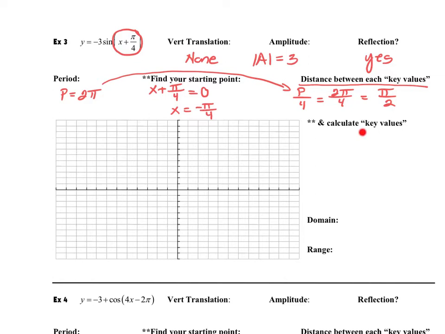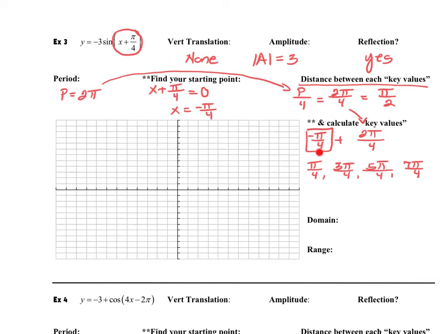Now, we need to calculate those remaining key values. So we're going to start here at this negative pi over 4 that we already calculated. That'll be our first one. We're going to add to this the 2 pi over 4, and we're going to find 4 more values. So just adding that together, we're going to get our next value is going to be pi over 4. Add another 2 pi over 4, we'll get to 3 pi over 4, then 5 pi over 4, then 7 pi over 4. Now, this common denominator here is what's going to help us figure out what each of our tick mark values should represent.